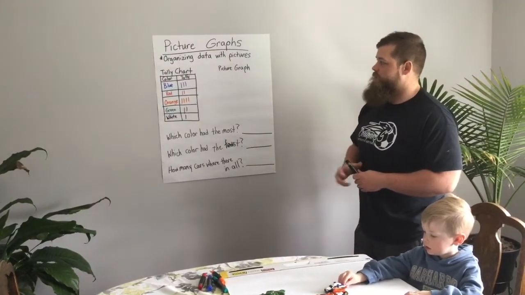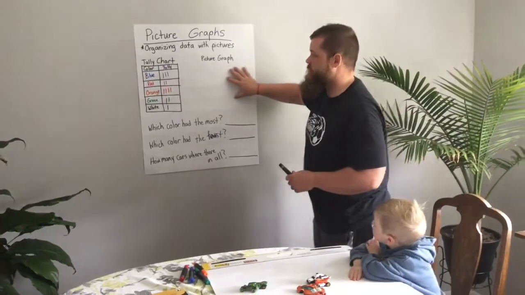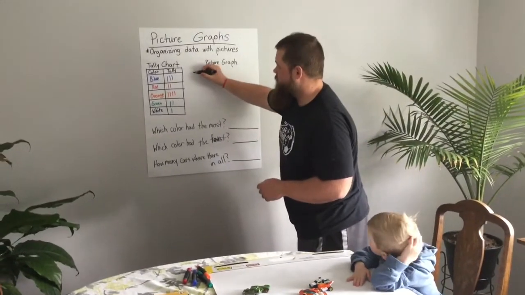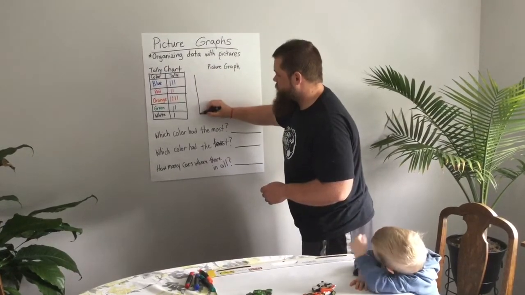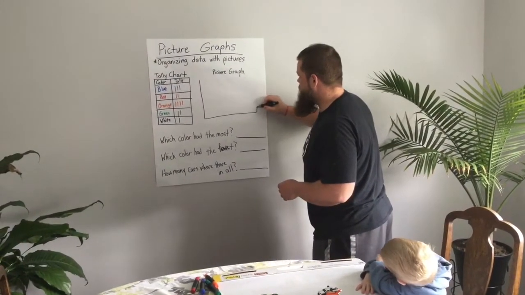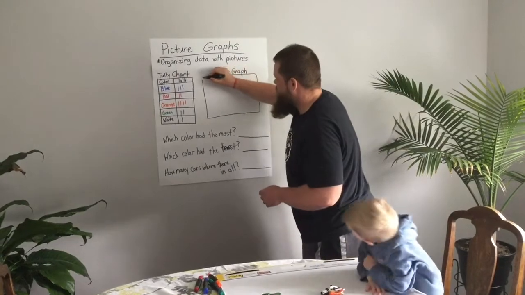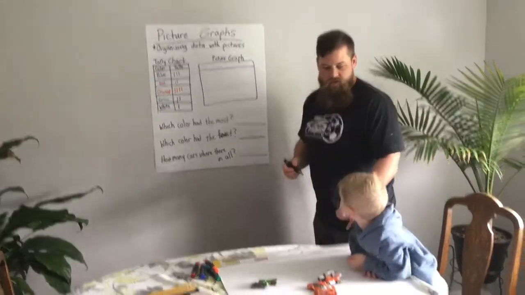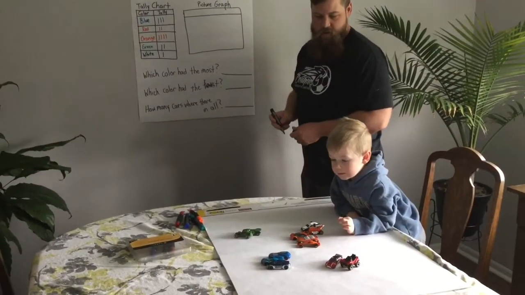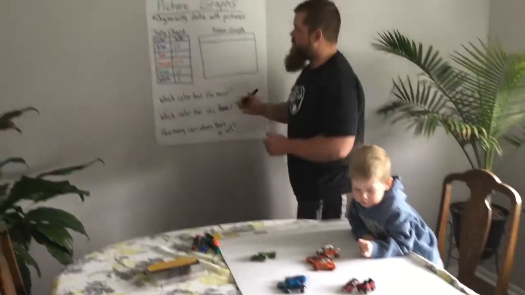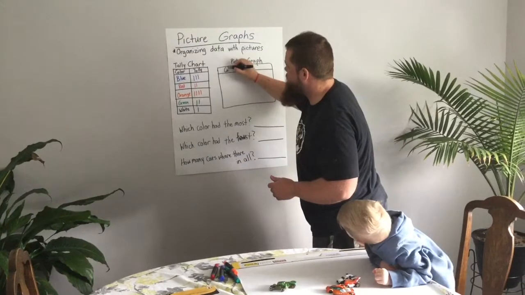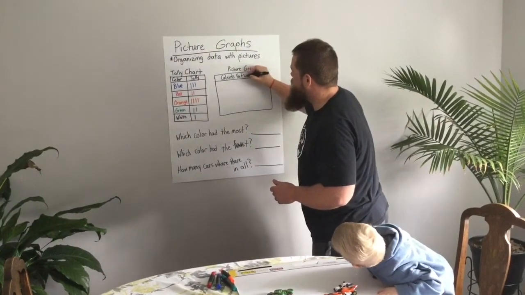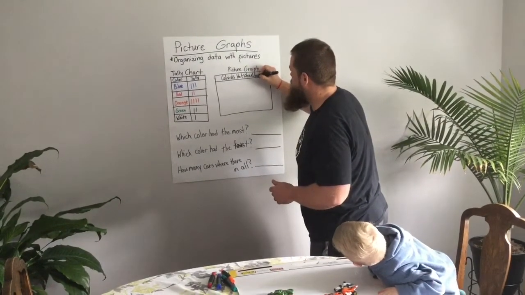So now we're going to take our information here, and we're going to make it into a picture graph. When you make a graph, you have to start out with labels. Okay? So I'm going to make a big square for my graph. And my graph needs a title. What were we counting just now, Calvin? All of your what? Oh, my Hot Wheel cars. Okay, so I'm going to call this Calvin's Hot Wheels cars.